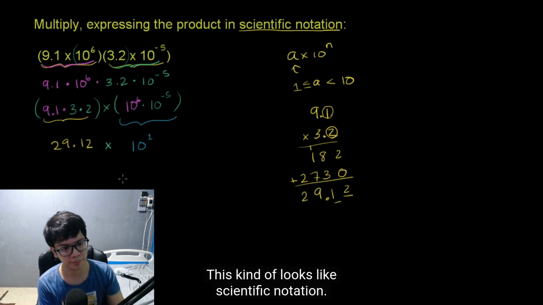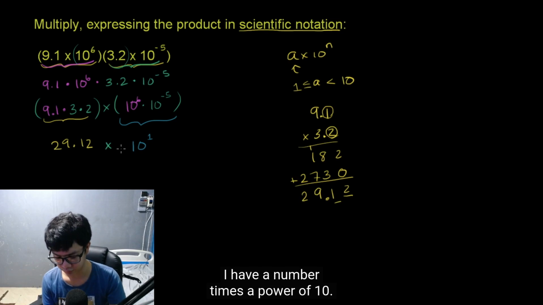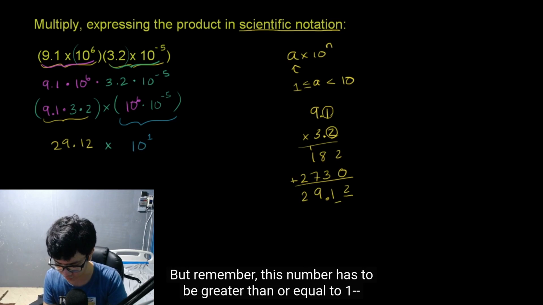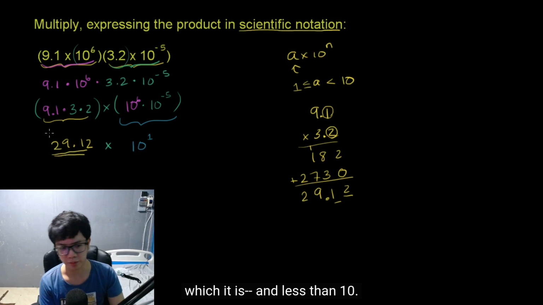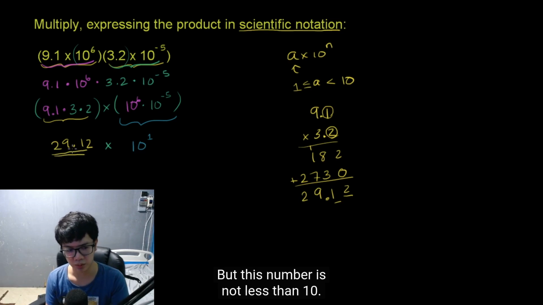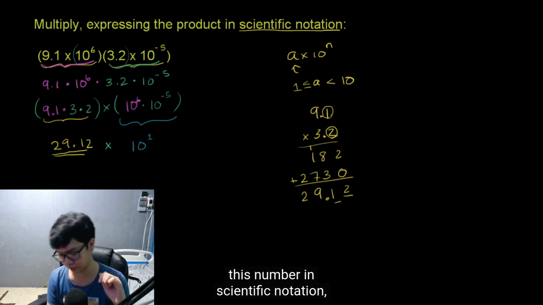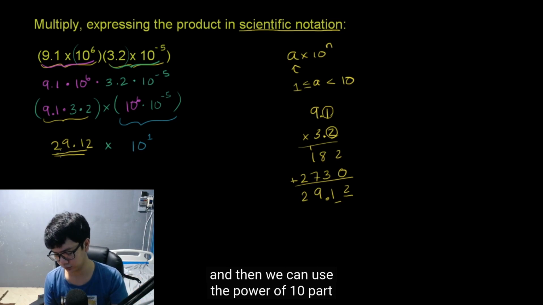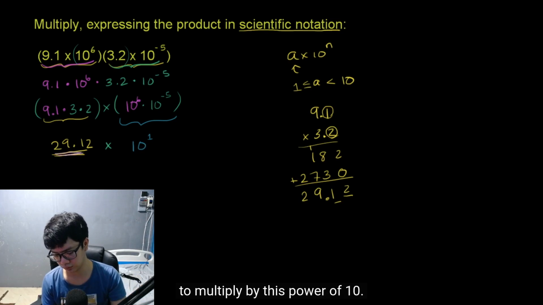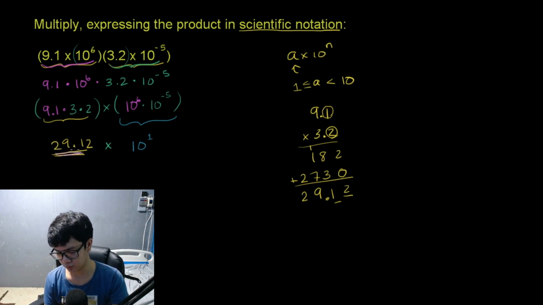This kind of looks like scientific notation. I have a number times a power of 10. But remember, this number has to be greater than or equal to 1, which it is, and less than 10. But this number is not less than 10. It's not in scientific notation. So what we can do is write this number in scientific notation, and then use the power of 10 part to multiply that by this power of 10.